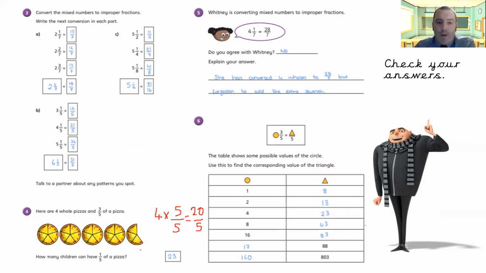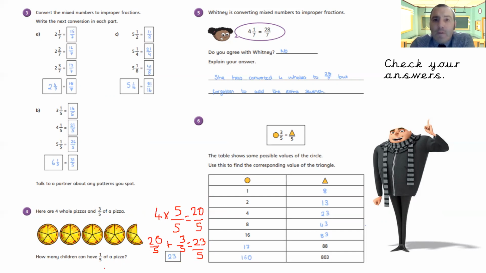20/5, we've got 3/5 of a pizza to add on, so I need to do 20/5 plus 3/5. And again, remembering when we're adding fractions, if the denominators are the same, we don't need to change anything. So we have 23/5 of pizza in total. So that means 23 children can have 1/5 of a pizza.